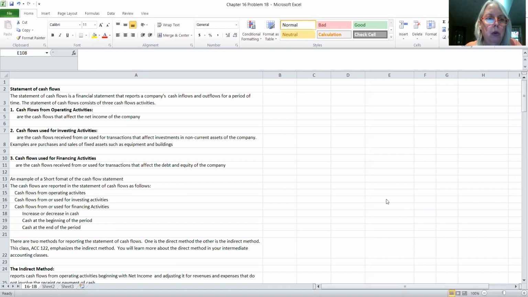In this chapter, we're going to be discussing the statement of cash flows. You might remember that the statement of cash flows is a financial statement that you probably had discussed a little bit in Chapter 1 from ACC 120. The statement of cash flows is a report that shows the company's cash inflows and outflows for a period of time. And it consists basically of three different types of activities.